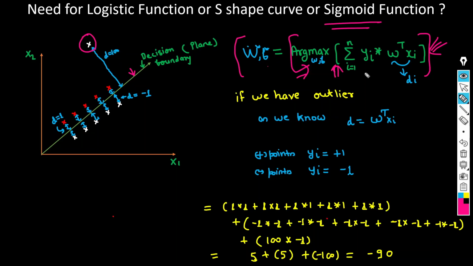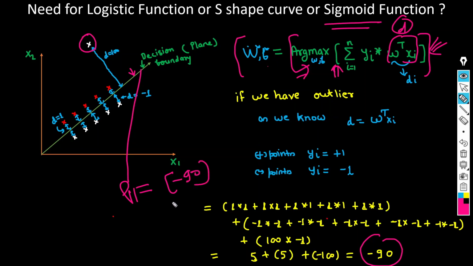If you calculate this equation, y_i multiplied by W transpose x_i, where this is your distance D, and D is minus 1 and plus 1, you will get minus 90. It means for this particular plane, say plane P1, the equation output is minus 90, which is less than 0.